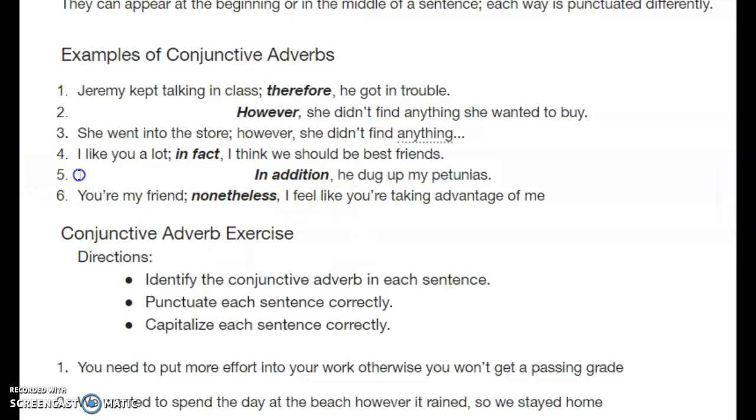So you can see, here I'll do these. So you can see how they're different. Period, capital letter, comma, or semicolon, lowercase, comma. 2 sentences, 1 sentence.